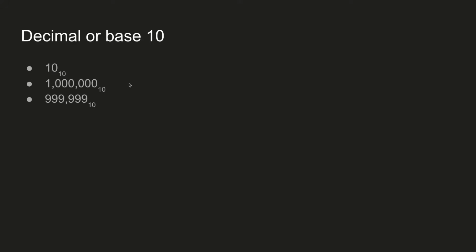And binary, being the most common, is base 2. That means that there are 2 digits used to represent numbers. With base 10, there are 10 digits used to represent numbers, 0 through 9. With base 2, it's 0 through 1.